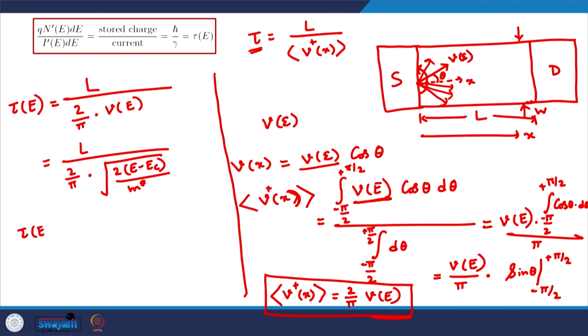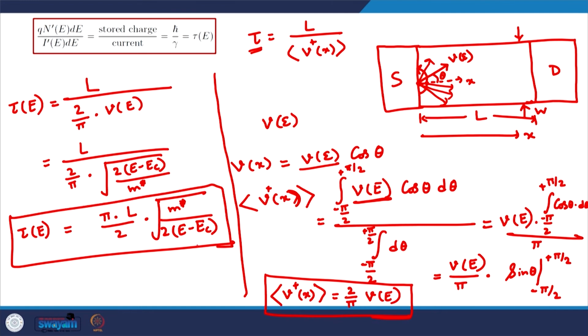So, this parameter tau will be pi L by 2 into the square root of m star divided by 2 times E minus E c. So, that is essentially what it will be for tau E. Pi times L divided by 2 into square root of m star divided by 2 times E minus E c.